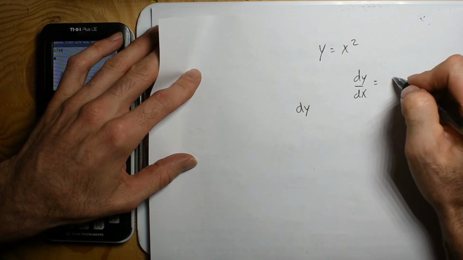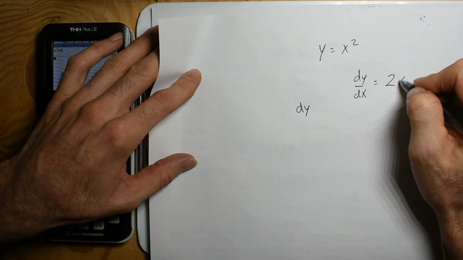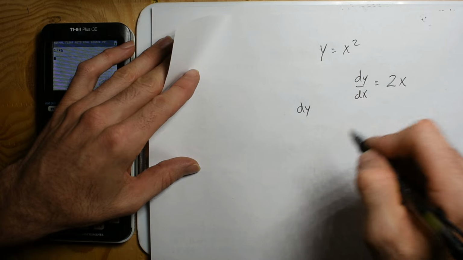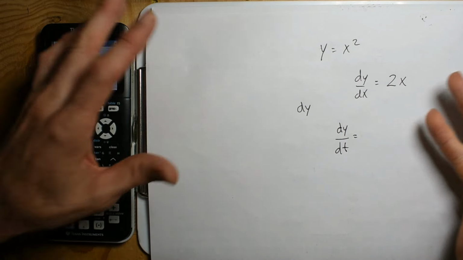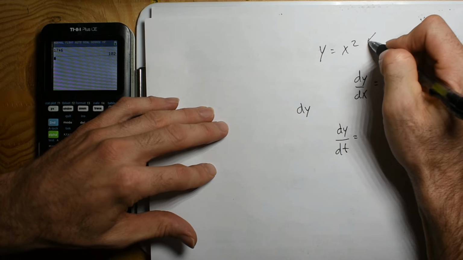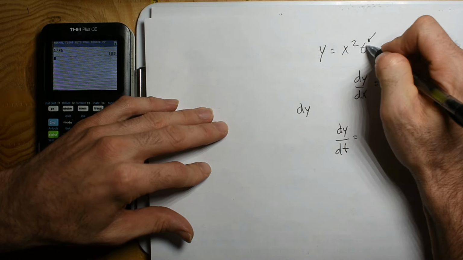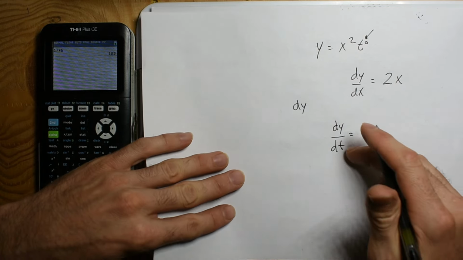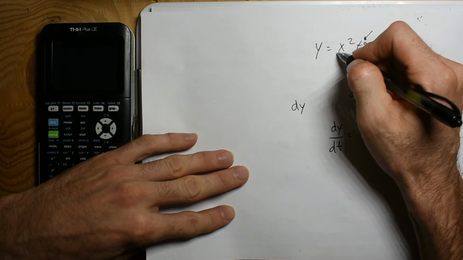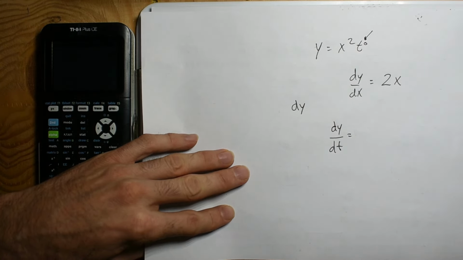Cool. That's going to be 2x. Now let's do this one because you need to know it. What's dy dt? Like, I don't know, I don't see a t here. Well, put one there. Put t to the 0. You can do that. And maybe you shouldn't do that. Maybe you should.